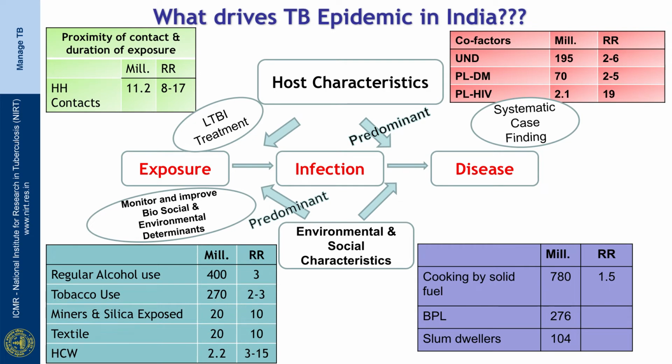Then you have other people living in urban slums, in poverty, the homeless people, in prisons, where the housing conditions and the living conditions are much poorer than the general community, and so the chances of transmission and exposure are much higher. All these factors predominantly act through increasing the exposure to transmission rather than breakdown of infection to disease, though some impact is also there.